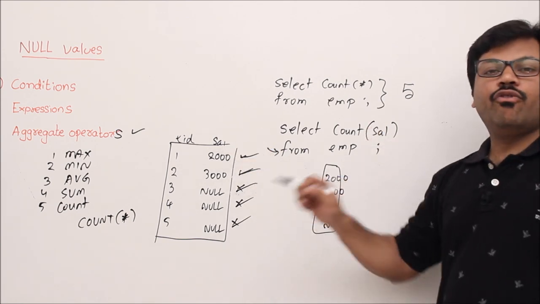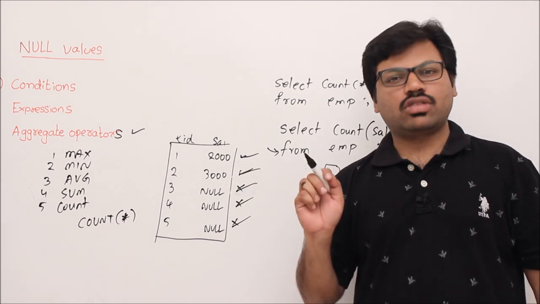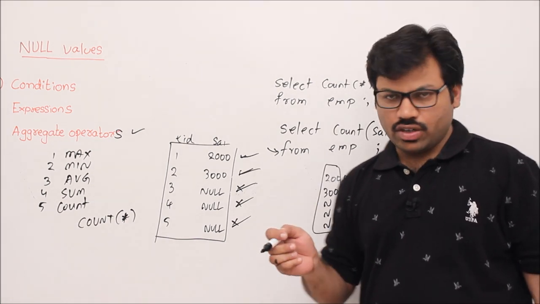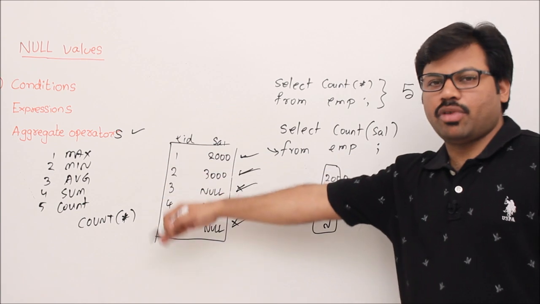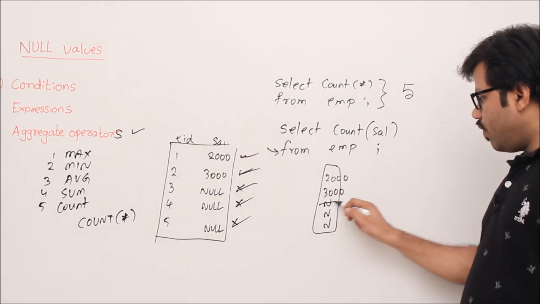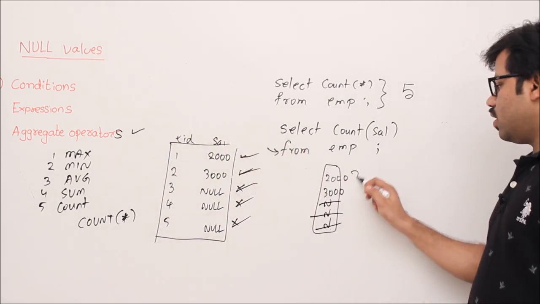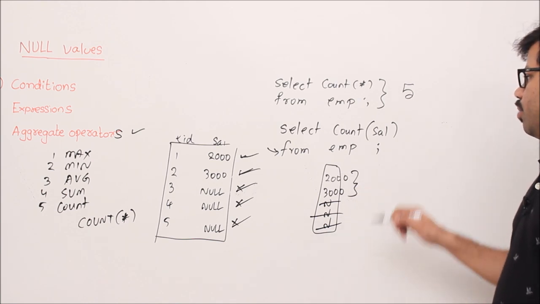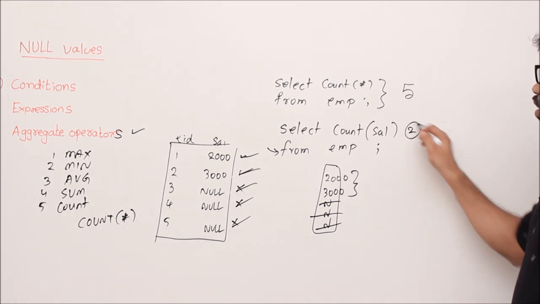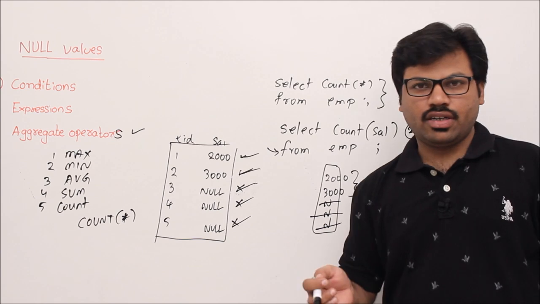Already I told you, every aggregate operator other than count(*) will discard the null values. That's why I am talking about these 5. So these null values will be discarded first, only the other 2 values will be taken, and they will be counted. If you count the non-null values, then only 2 will be printed.